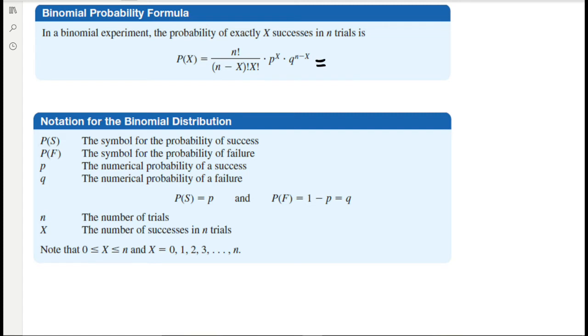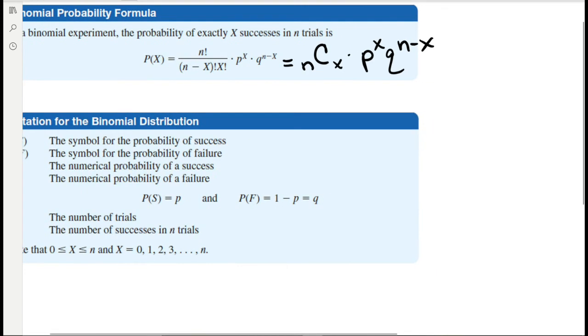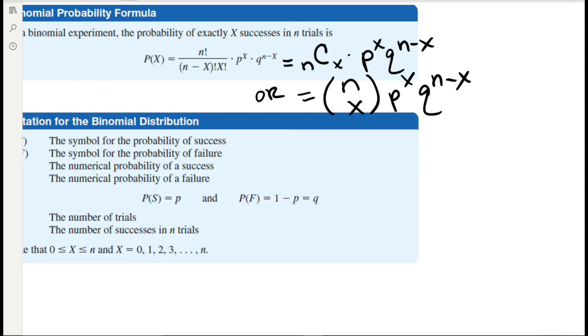So this can be written as the combination of n choose x, times p to the x, q to the n minus x. So it's really the same formula. You can also write this out as n choose x, p to the x, q to the n minus x.